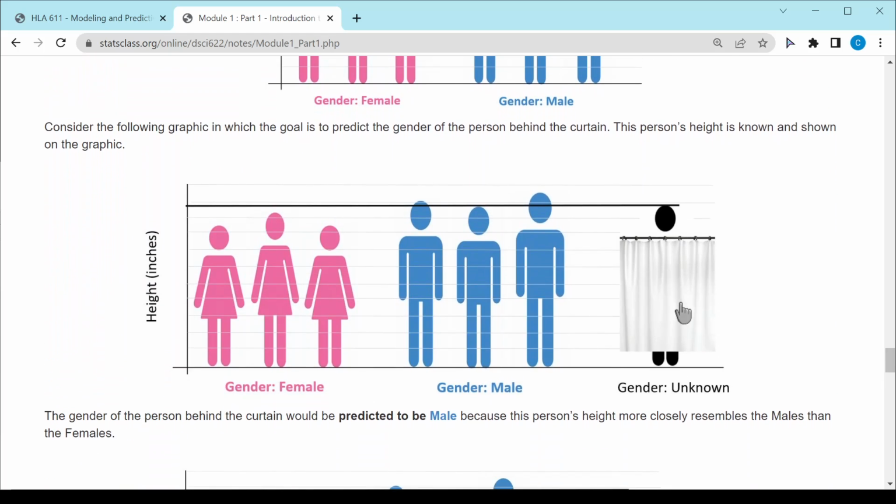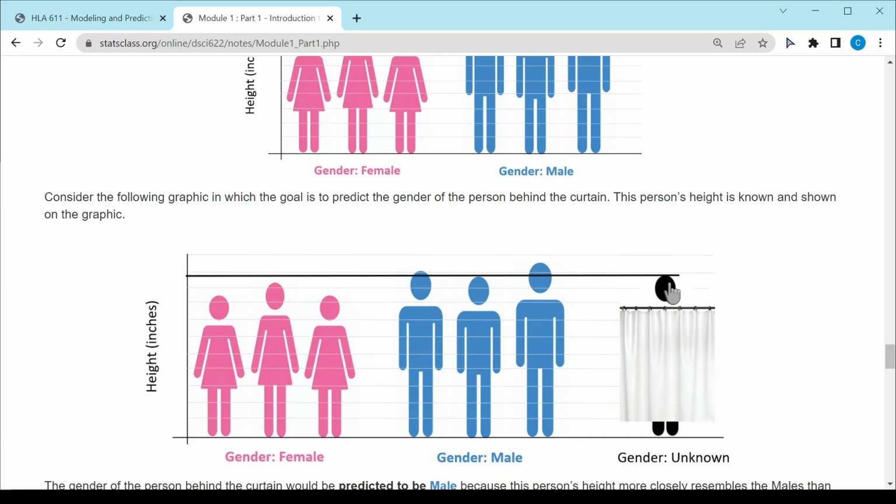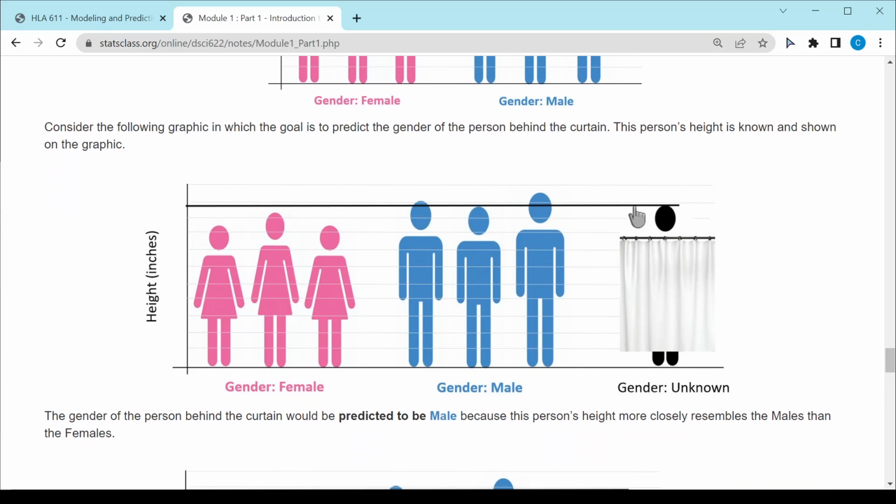So again, if I have a gender here that is unknown, so I do not know the gender of the person behind the curtain here, but what I'm going to do is use this person's height to help me decide whether this person is likely to be male or likely to be female. Now in this silly little graphic here, you can see that the height looks more like the heights of these 3 men than it does of these 3 women. So I'm going to predict the gender of this person to be male.